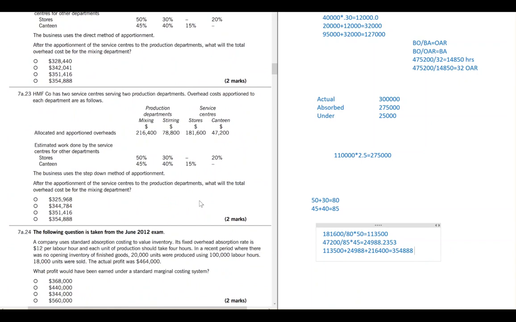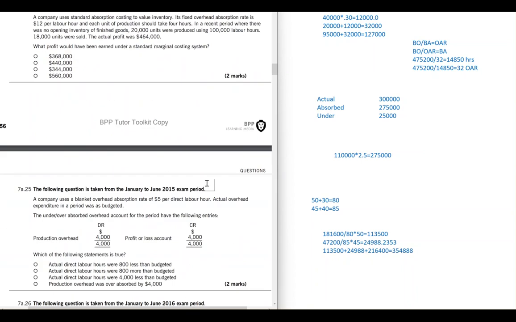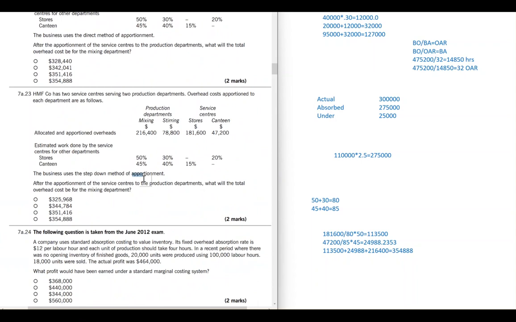After the apportionment of service cost centers to production cost center, what will the total overhead cost be for mixing department? So step-down method, do this yourself. In this question, they didn't say with which department you should start. I would start with store. If the answer was correct, then I would select it. And then if the answer was not there, then I would look at canteen. So if in question it is not given, that is how to answer it.